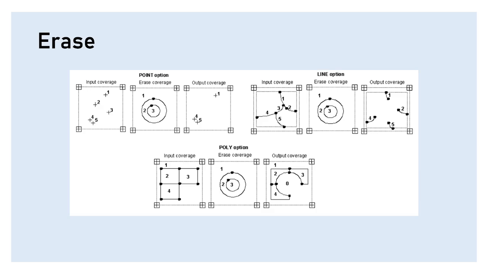In the case of these polylines, the center portion is not coming, and the outer portions of these lines are coming. 3 is missing because 3 is exactly in the center part where the erase coverage is. Then here, if you see, wherever this circle is coming, that portion has been removed. So this is how you use the erase option.